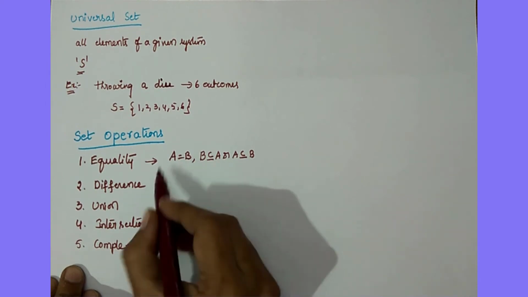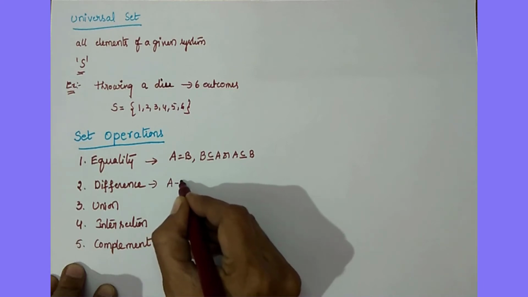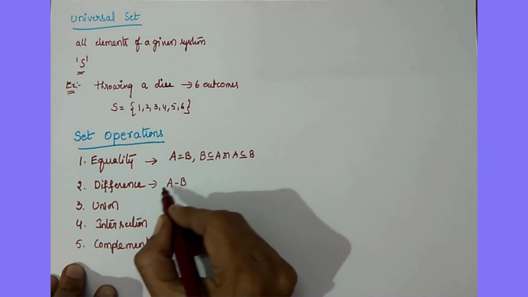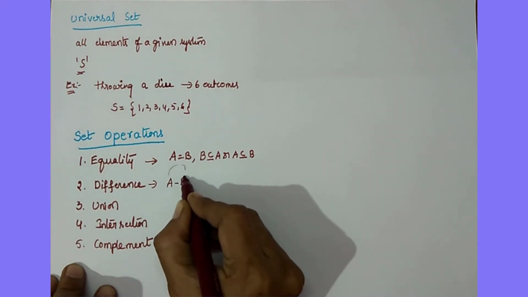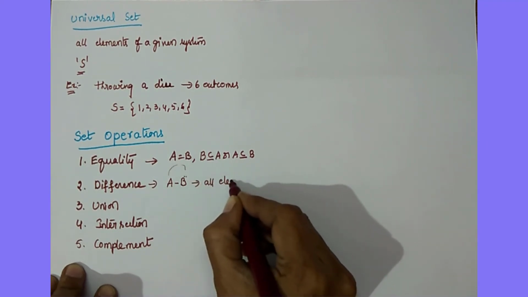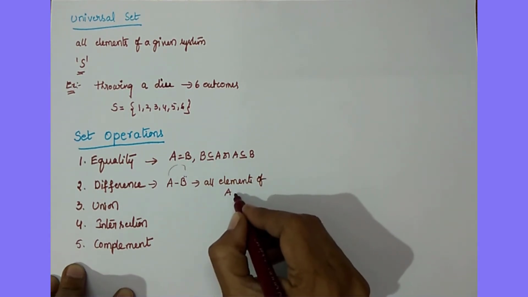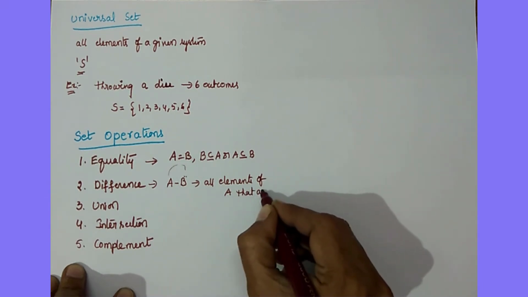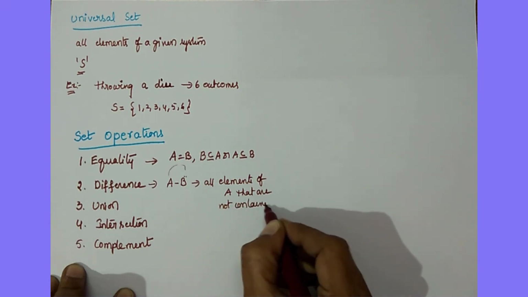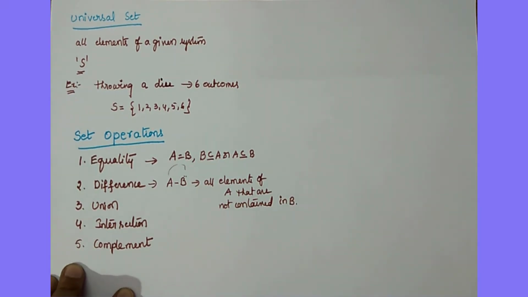Okay. Then the difference of two sets A and B denoted by A minus B contains all the elements of A that are not present in B. Contains all elements of A that are not contained in B. That is called A minus B.